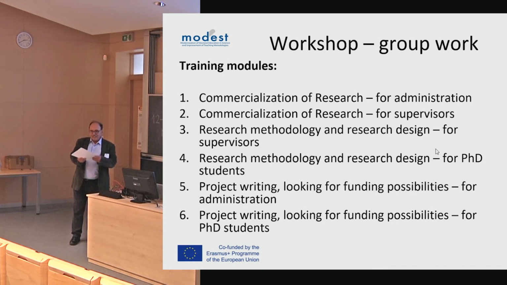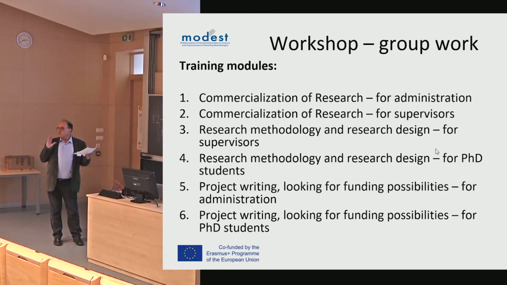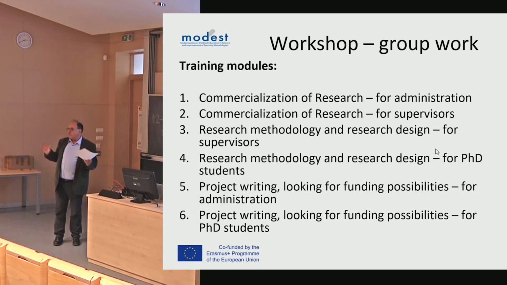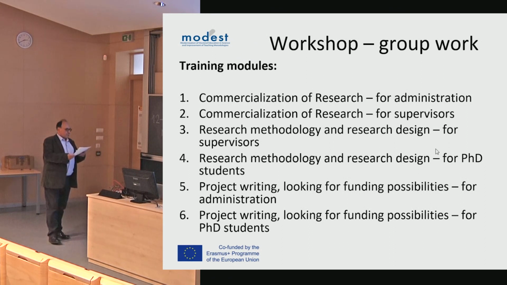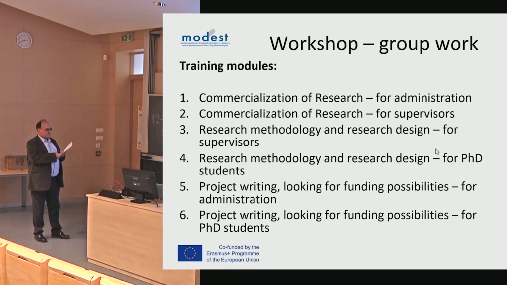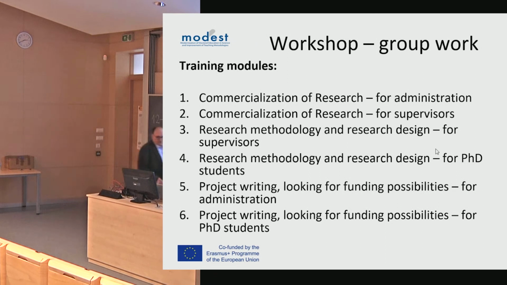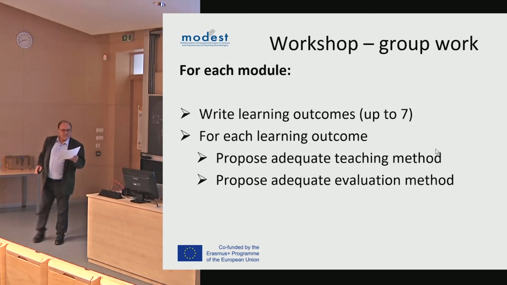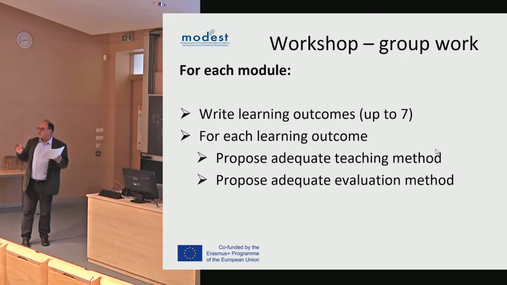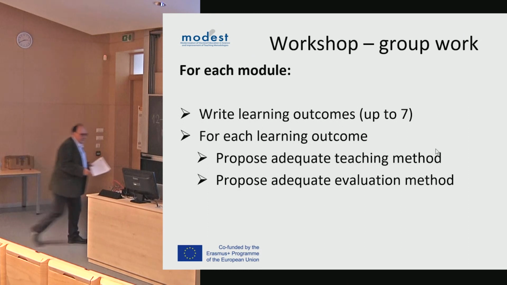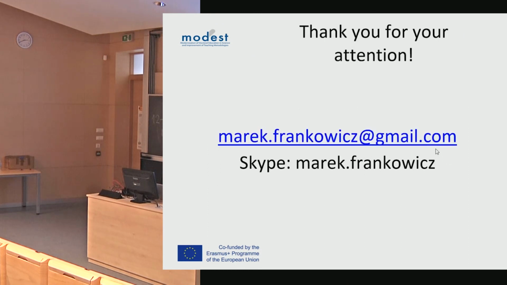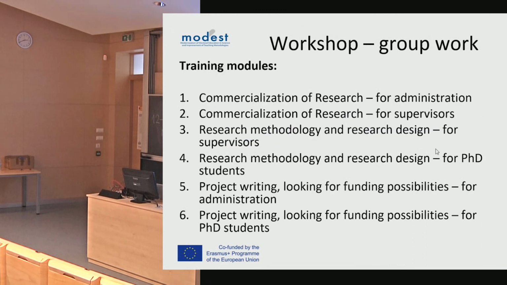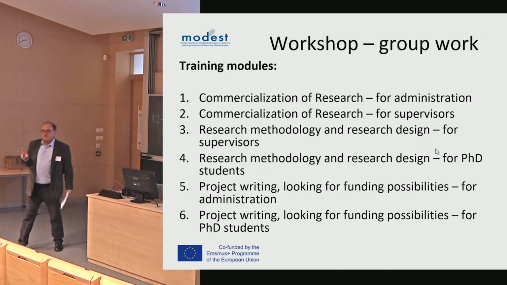So we have such an exercise. We'll be divided into groups, and each group, let us say about 3, 4 to 5 people, shall propose up to 7 learning outcomes. And propose adequate, just shortly, teaching and learning methods, and propose assessment methods. Then you see that we have the same topic for 2 different target groups.